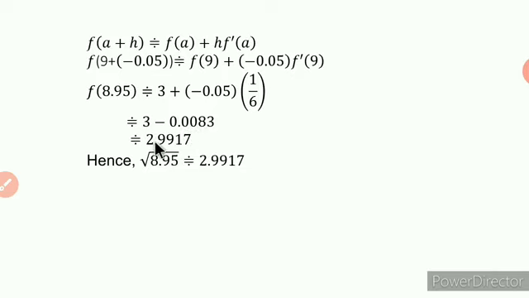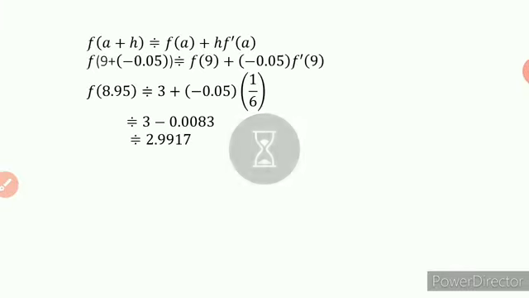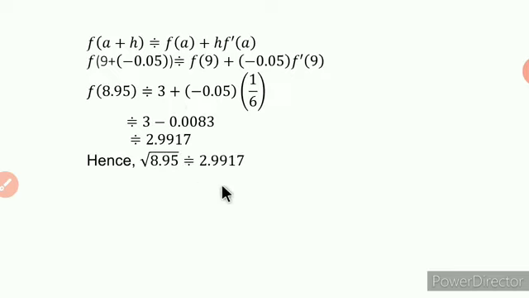Now subtracting this, here we get 2.9917, and hence the square root of 8.95 is 2.9917. This is the value of square root 8.95. Now see the next example.